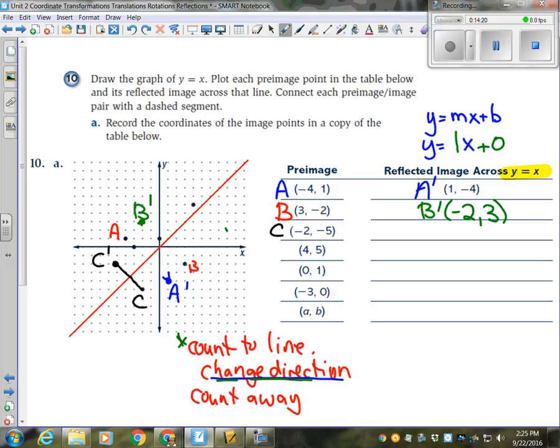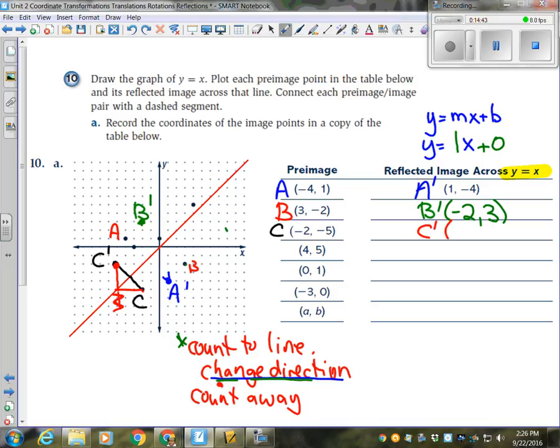All right. Can you count to and away? Sure you can. I'm going to count to the line. I'm just going to count sideways. 1, 2, 3 units. Remember, if you count to the line 3 units, you got to count away from the line 3 units. I changed direction, so I can't go down. So I must go up. 1, 2, 3. Sure enough, that is the correct coordinates for C prime.